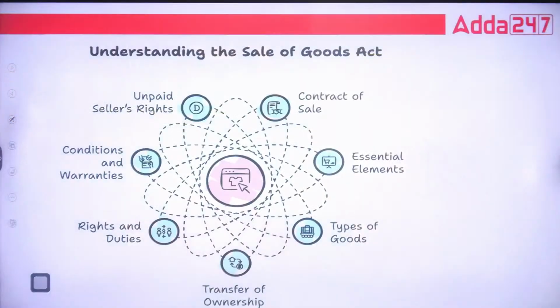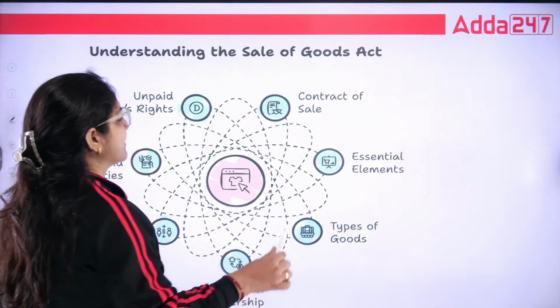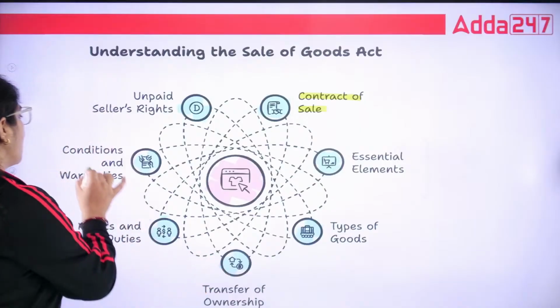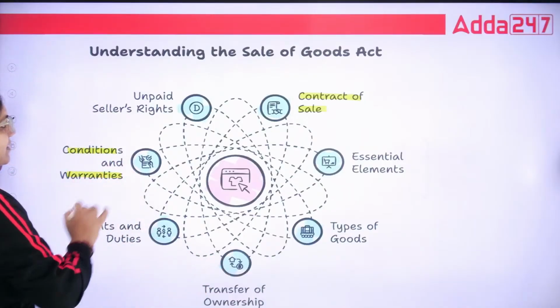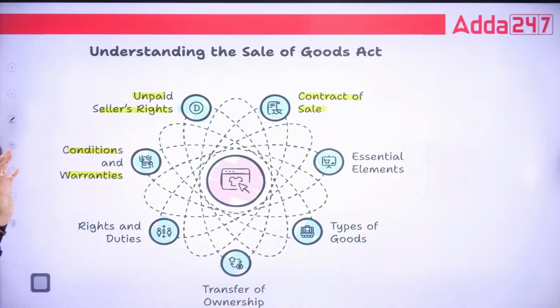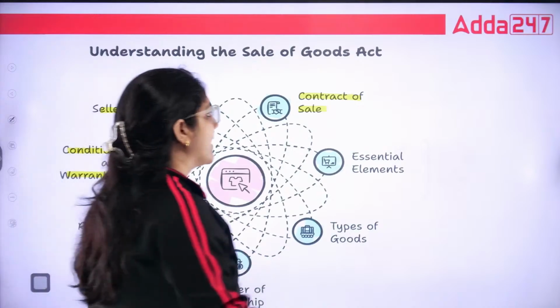Now see, class. In the Sales of Goods Act, basically we have three concepts that we have to understand. What is contract of sale? What is condition and warranty? And what is unpaid seller's right? These are the only content that is a part of the syllabus of the Sales of Goods Act.